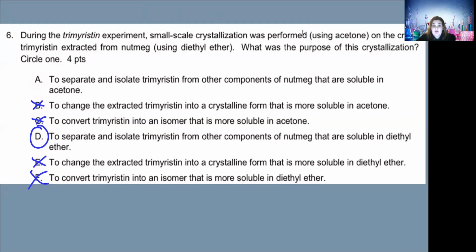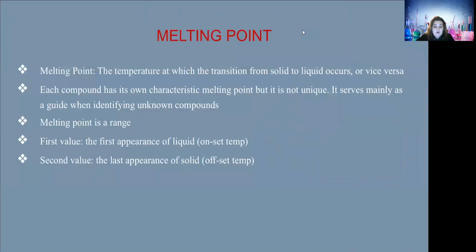Now let's go ahead and talk about melting point a little bit. So melting point, that's where you go from a solid to liquid. Each compound has a characteristic melting point. It's not super unique because you can have compounds with the same melting point. It basically serves as a guide to identify unknowns. You want to make sure in this course specifically, you identify melting point as a range.